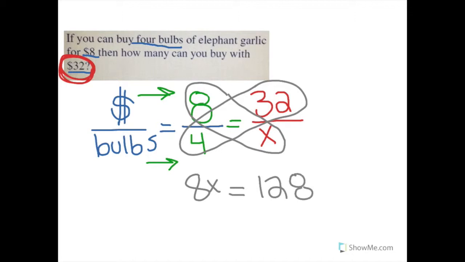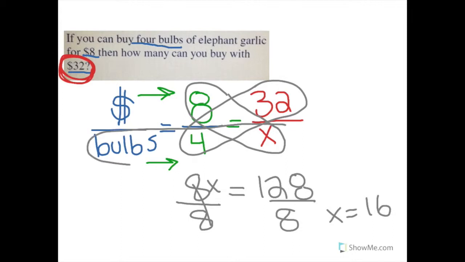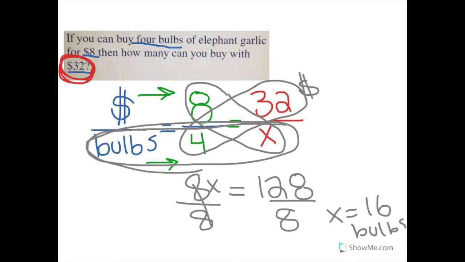The last thing I do to get x by itself, this is really saying 8 times some number gives you 128. So the opposite of multiplication is division. Divide out that coefficient. 128 divided by 8 is going to give me 16. And since it's on the bottom, I know that's telling me how many bulbs I would get for $32. So I would get 16 bulbs for $32. That answers my question. All right, let's look at another example.